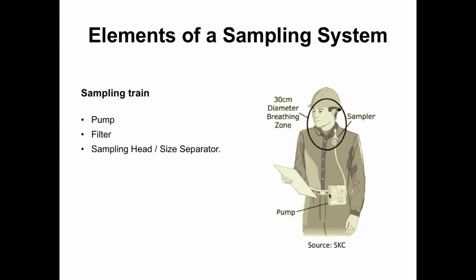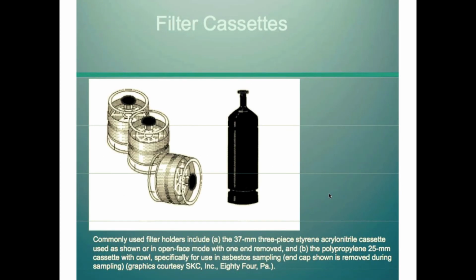A lot of times we might be interested in particles within a certain size range. So in order to do that, in addition to that sampling device, we have something that we have to put in front of it that's going to make sure that the only things that get caught on that filter are particles that are in the range that we're interested in. Okay, that's that separator. And so what do these things look like? Well, these are typical filter cassettes.